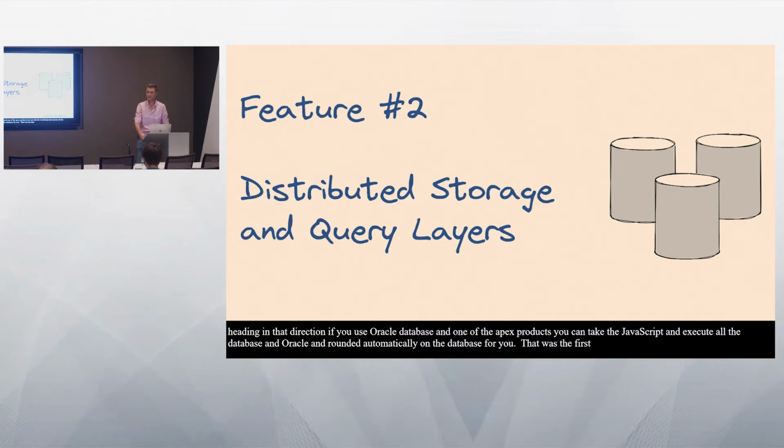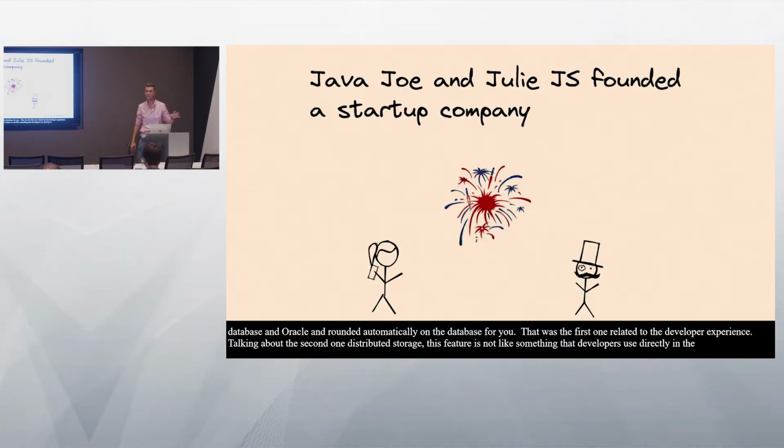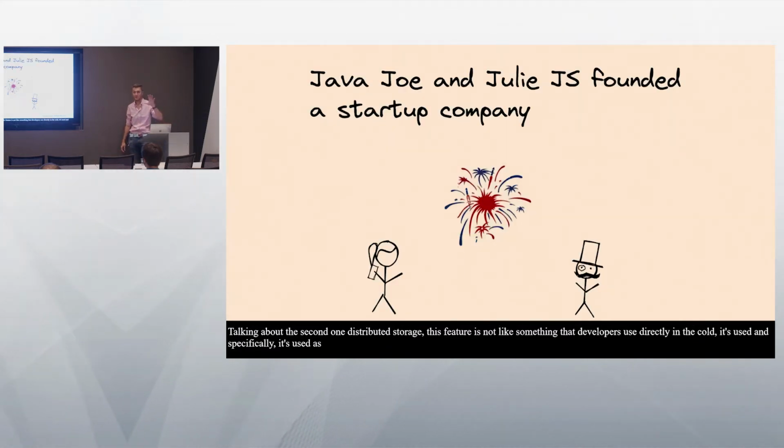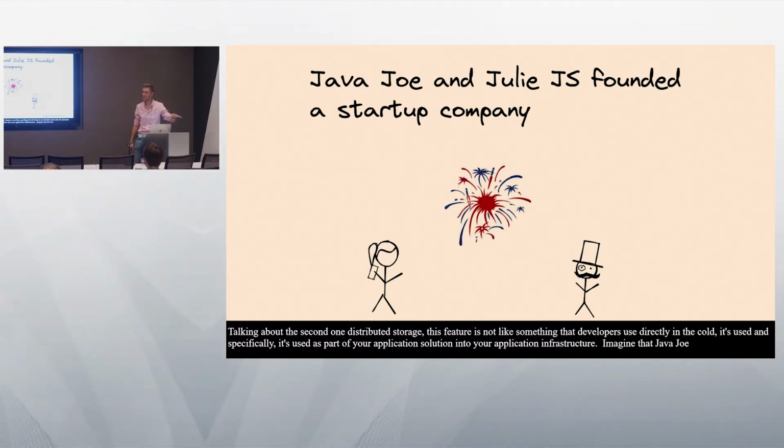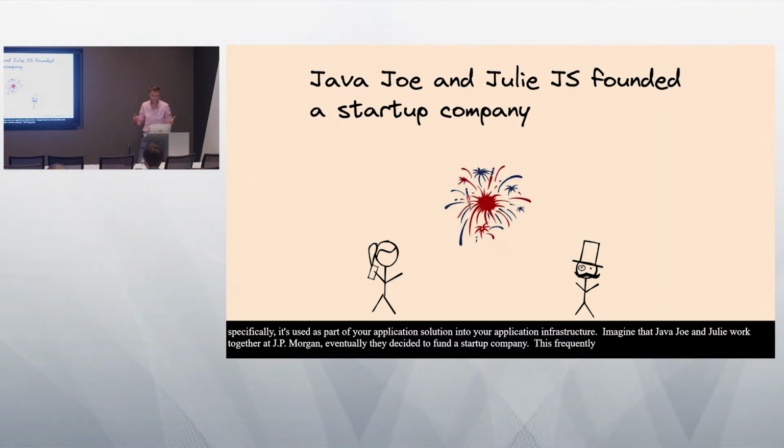Talking about the second one, the distributed storage and query layer. This feature is not something that developers use directly in the code. It's used implicitly, as part of your application solution and your application infrastructure. So let's imagine that Java Joe and Julie.js, who worked together at JP Morgan on that project for portfolio management, eventually decided to found a startup company. This frequently happens, when two colleagues from one company decide to quit their well-paid jobs and found a company.